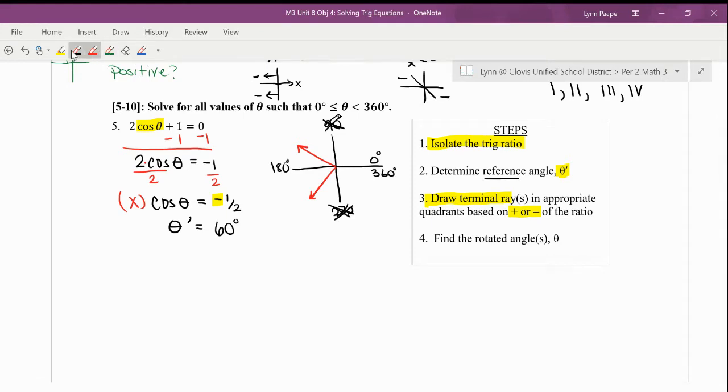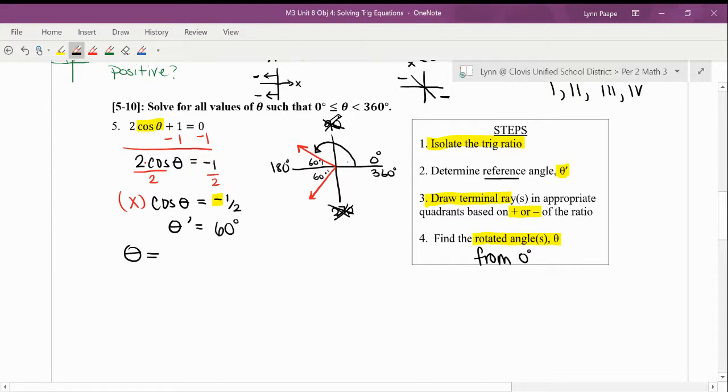And so now my last step is I have to find my rotated angles, which is theta. So now I'm going to actually find my final answer. Theta prime is just my reference angle, which is the distance to the x-axis. Theta is my rotated angle, and it's a rotated angle meaning from 0 degrees. So I have to figure out how far is that rotation? Well, I know my reference angle is 60, so this amount here is 60, and then this has to be 60, right? So that gap there.